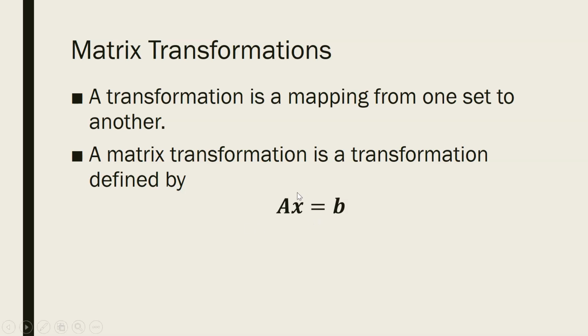What it's going to do is take vectors from R to some power, some vector space. We're going to multiply those by matrix A on the left, and we're going to get out vectors from possibly a different vector space. So we're going to transform the vector x into vector b by multiplying by A. Any matrix can be thought of as a matrix transformation.